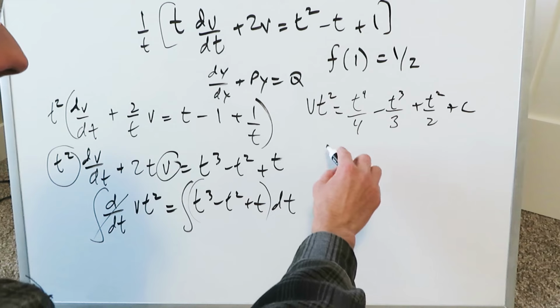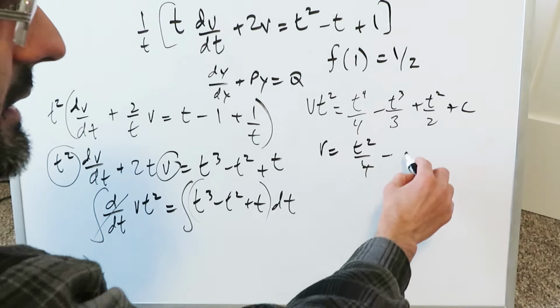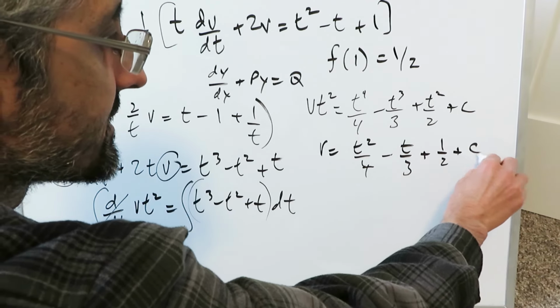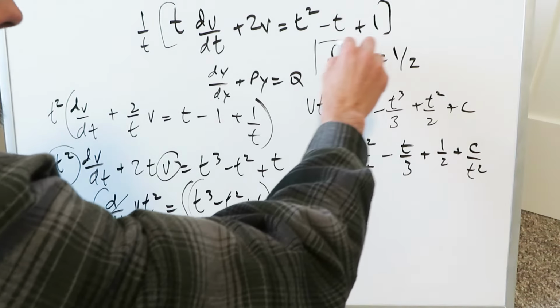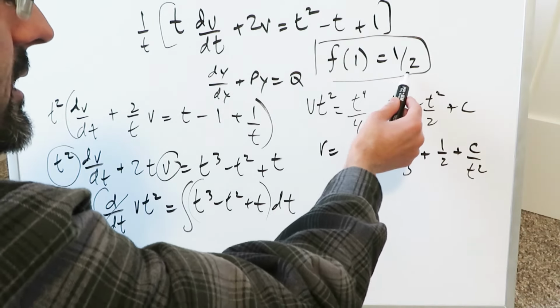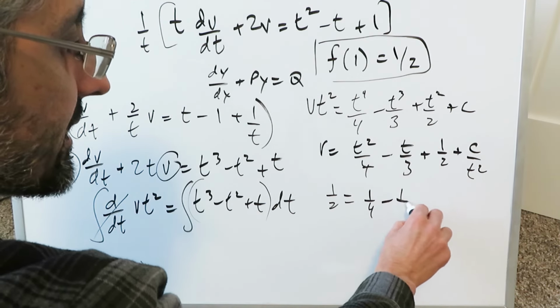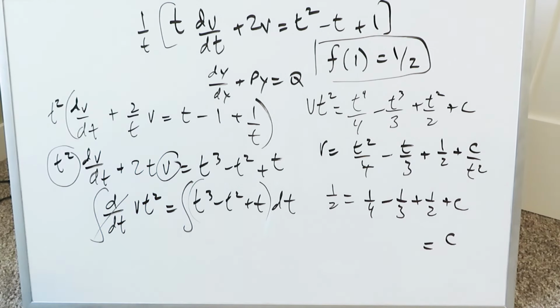Take the t squared onto the other side and things will cancel out. v is equal to t squared over 4 minus t over 3 plus 1 over 2 plus c over t squared. Now you have to come back and look at this. In place of t you'll put 1, in place of v you'll put 1 over 2. 1 over 2 is equal to 1 over 4 minus 1 over 3 plus 1 over 2 plus c. Now solve for that c. And it's not hard, just do everything on the calculator.